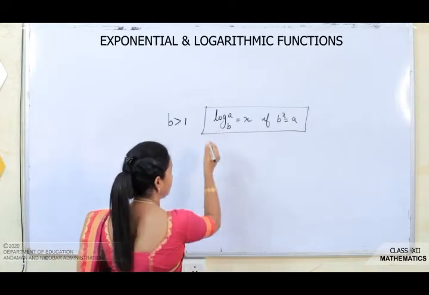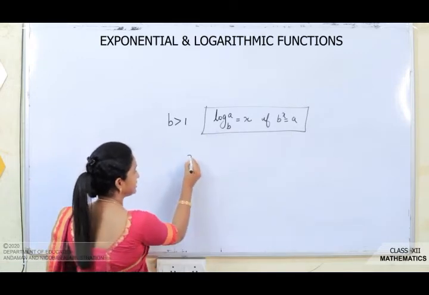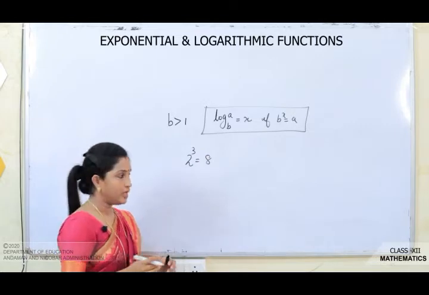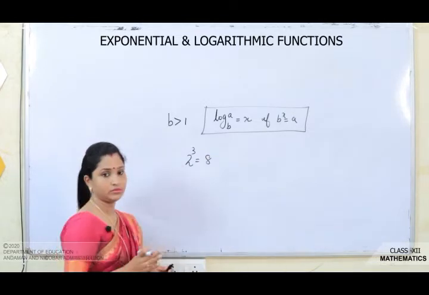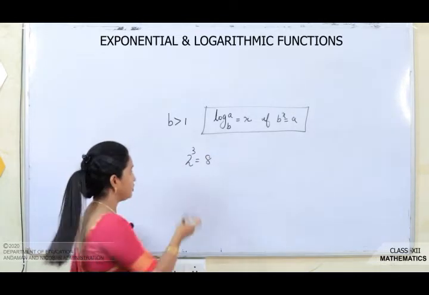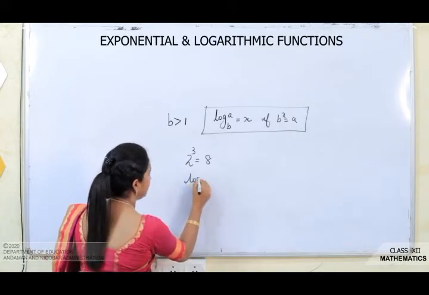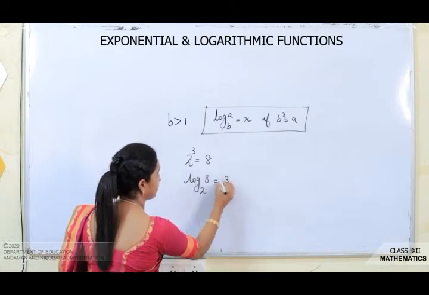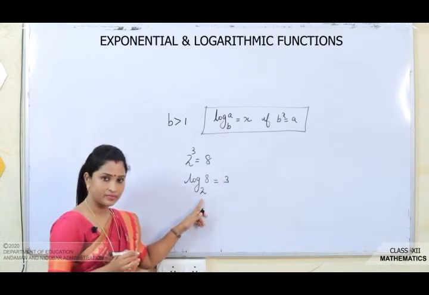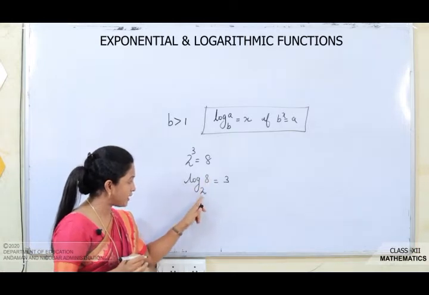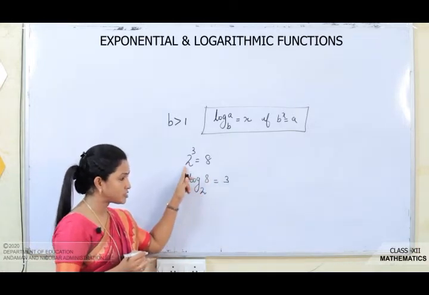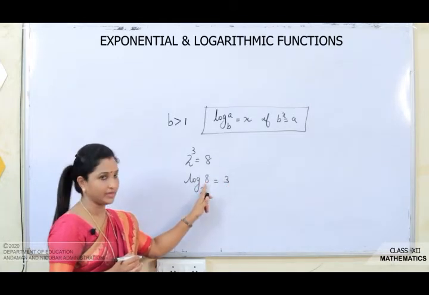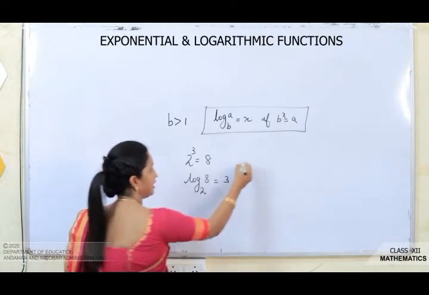So we will see some examples here. Suppose you are getting 2 cube is equal to 8. We all know 2 cube is equal to 8. If you want to write it in terms of logarithm, you can write it as log 8 to the base 2 is equal to 3. Clear? यहाँ भी base 2 है, यहाँ पे भी base वही रहेगा, पावर यहाँ चला जाएगा और जो वैल्यू है वो यहाँ लिखेंगे आप. Understood?